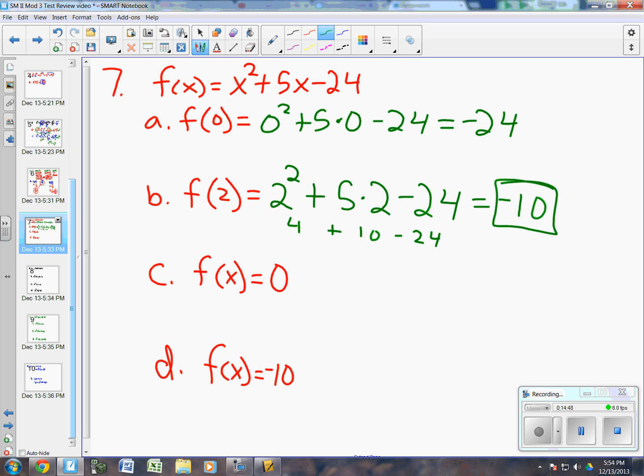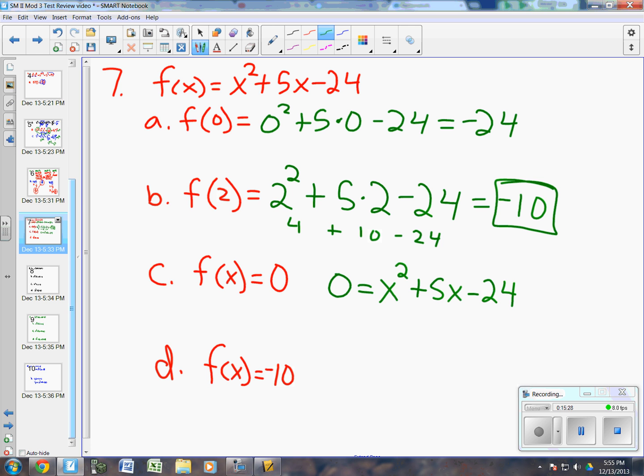Okay. And then we're supposed to find f of x equals 0. That means replacing f of x with 0. So 0 equals x squared plus 5x minus 24. Well, that is a quadratic equation, so I'm going to need to solve that either by factoring, completing the square, or quadratic formula, or graphing, or some other method that we have used, making a table of values. Well, I am looking at this one, and I can see that 3 times 8 is 24.